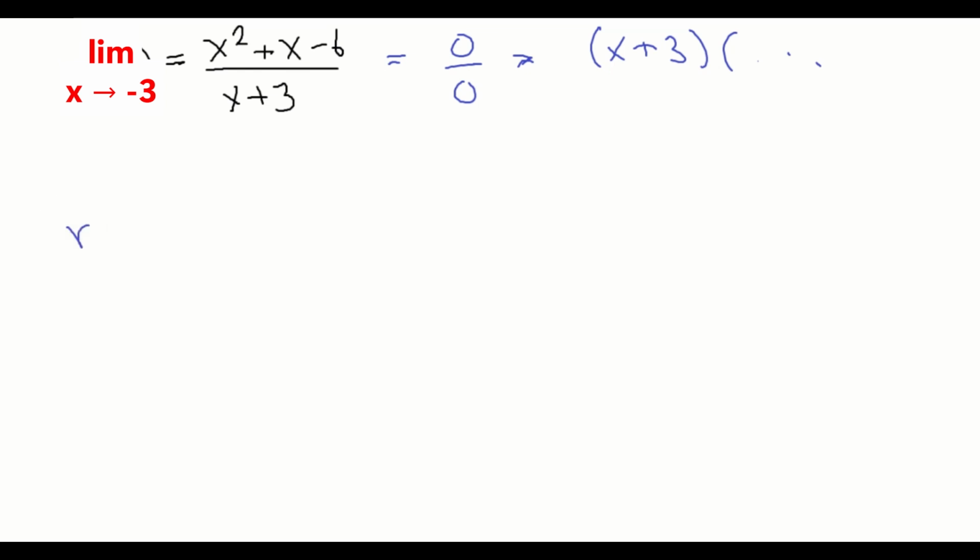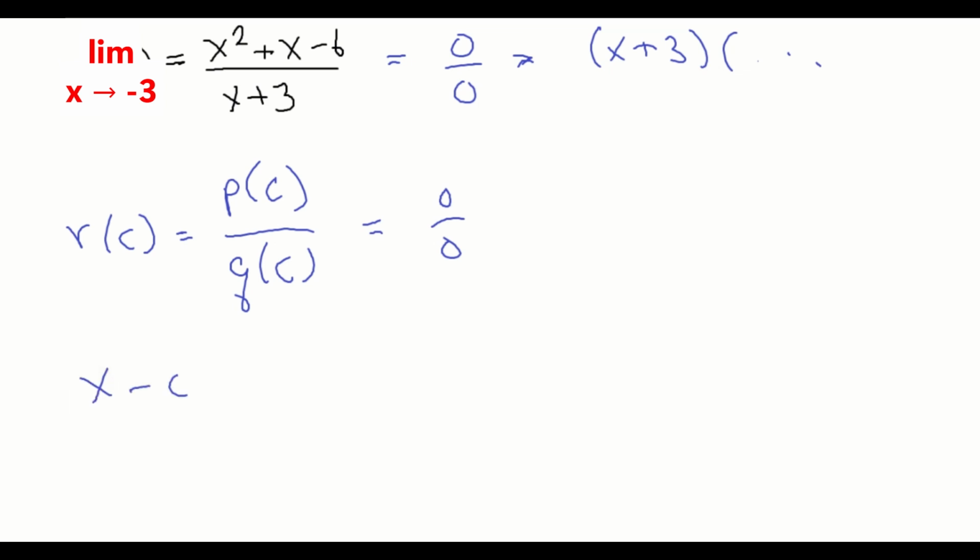So when you have a rational expression, let's call it r of x, made up of polynomials, let's say p of x over q of x, and when using substitution that leads to this indeterminate form, then you can conclude that one of the common factors of both p of x and q of x is going to be x minus c. And if you want to know more about that, you can look up what's called the factor theorem.